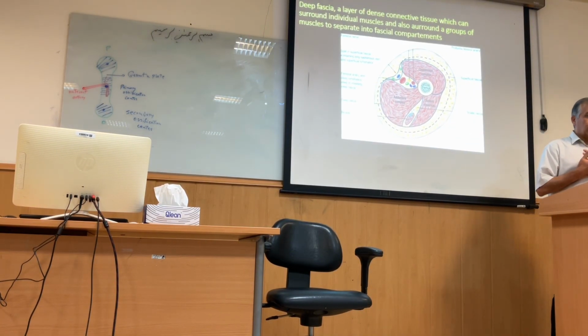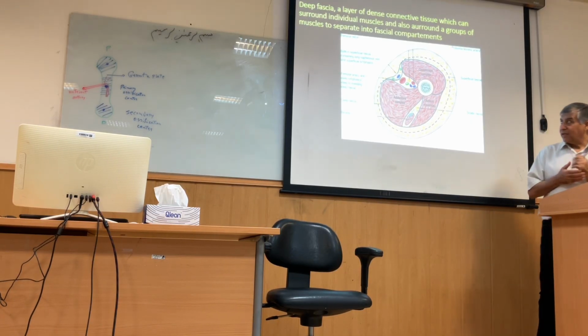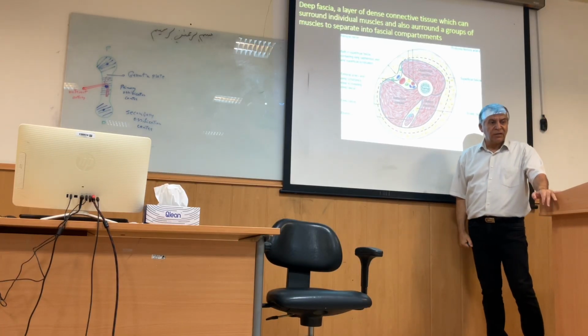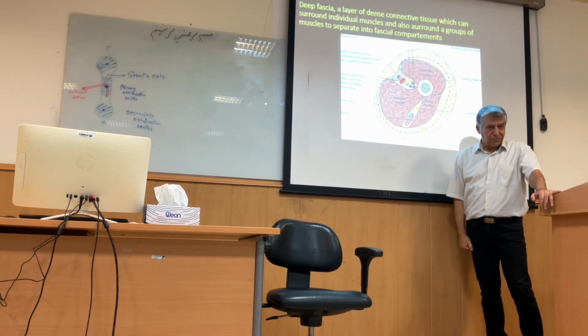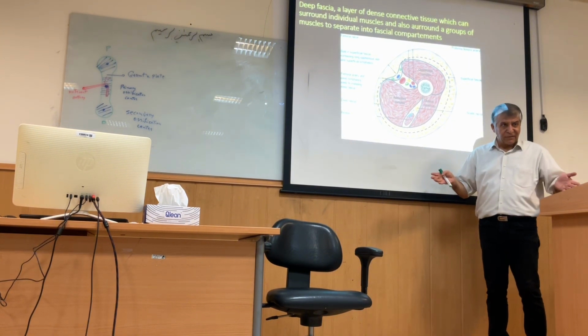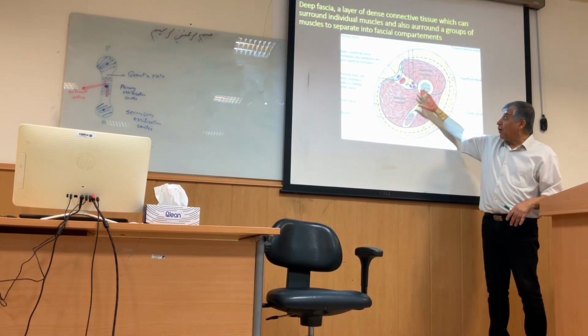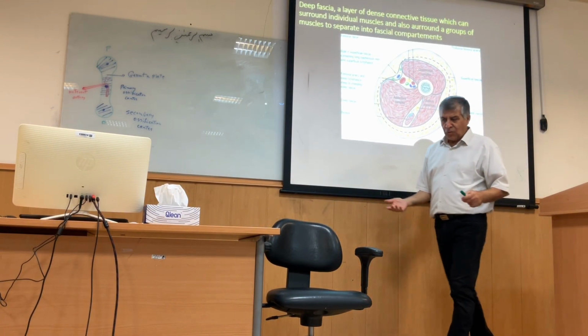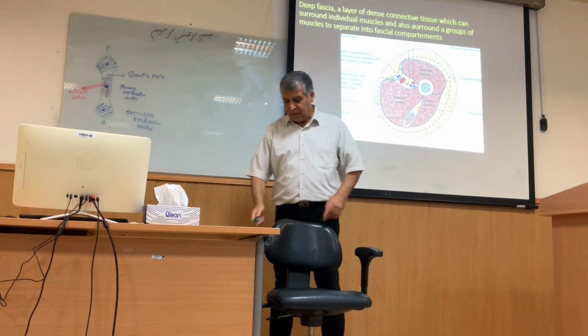The superficial fascia is mainly fatty tissue. Deep fascia is mainly fibrous tissue. Deep fascia is formed mainly by fibrous tissue. What's the function of the deep fascia? The deep fascia separates compartments of the body.